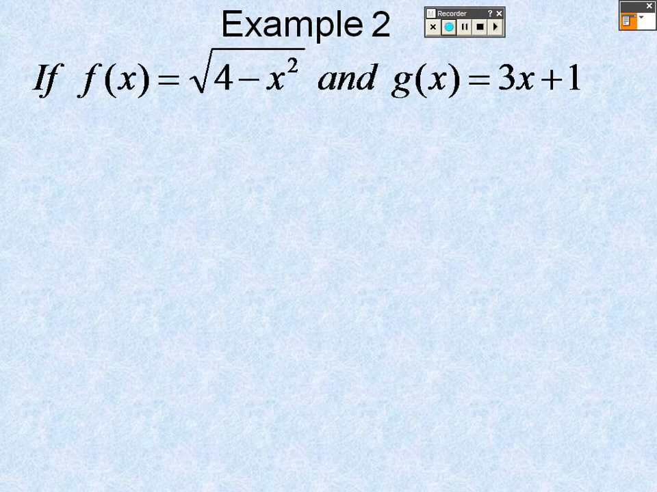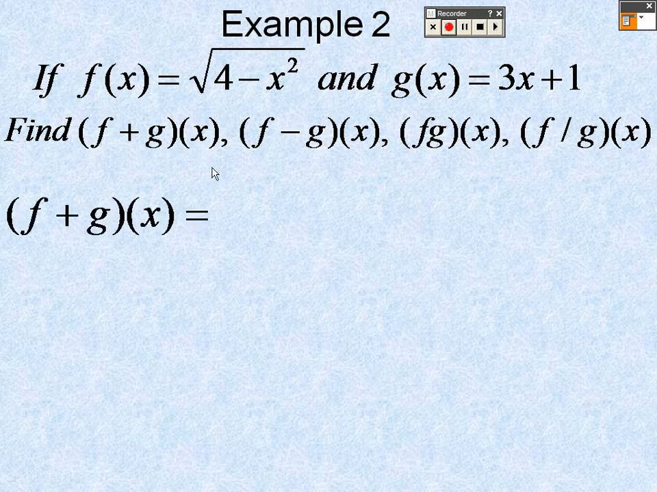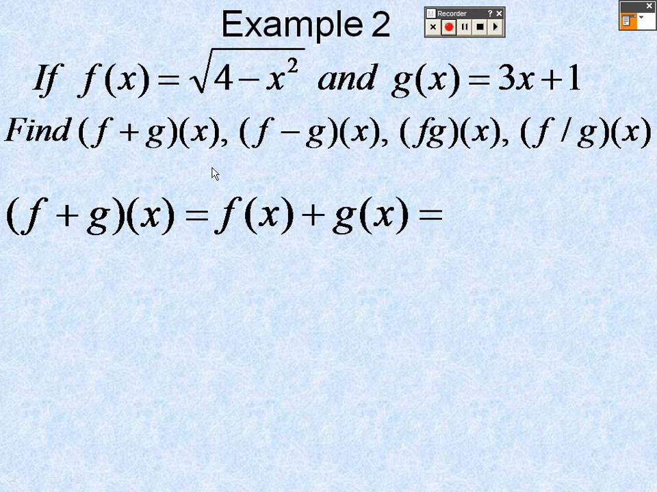So now we have f of x equals the square root of 4 minus x squared, and g of x equals 3x plus 1. Now I want you to do the same thing. You add them together, you subtract them, you multiply them, and you divide them. However, this is just saying, don't plug in a number, just keep it as x. So f of x plus g of x. Take f of x, take g of x, and add them together.